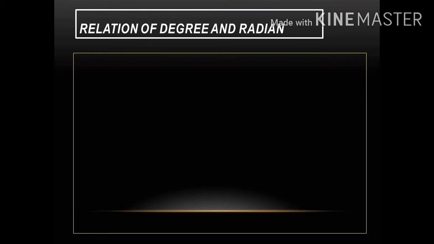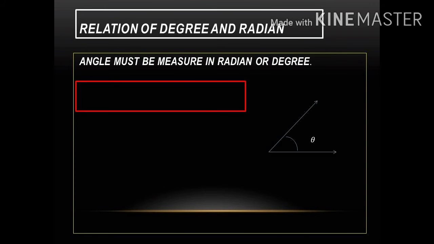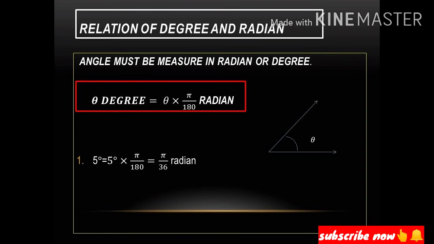First of all, we are going to explain the relationship between degree and radian. Angle must be measured in radian or degree. What is an angle? Whenever two rays join with each other, the distance between these two rays is given as the angle, denoted by theta. The angle will be given in degree or in radian. If the angle is given in degree, how do we convert it to radian? For example, 5 degree.